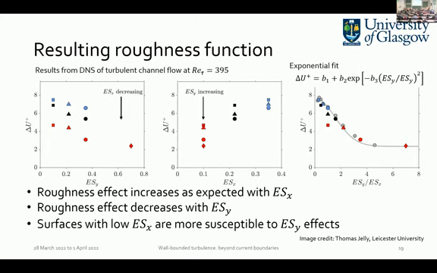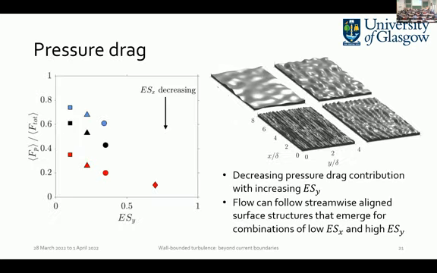Now, we don't claim that this fit is universal, it just fits well to our data here under these specific circumstances where we excluded the effects of surface skewness and roughness height, because they are all matched for all these surfaces. Now, why do these surfaces with high spanwise effective slope have a lower roughness effect?